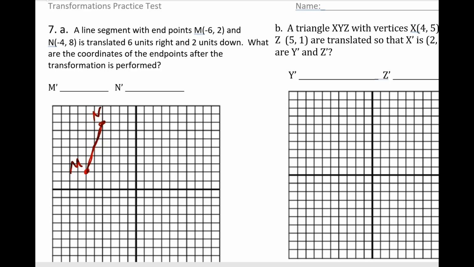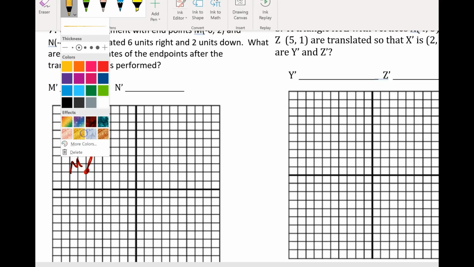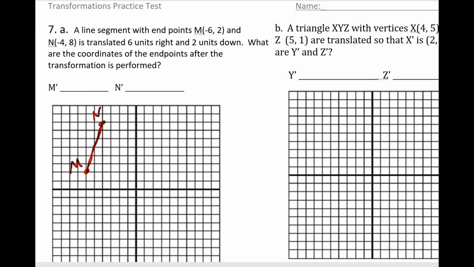And then we're saying, hey, we want you to move 6 units to the right and 2 units down. Let's pick a new color. Let's go back to that gold.